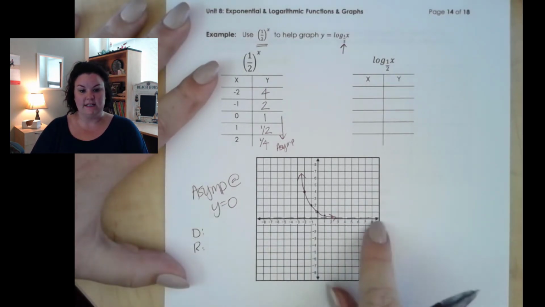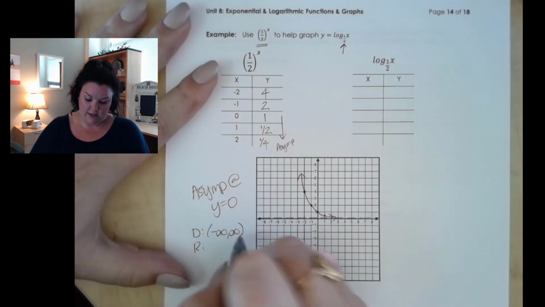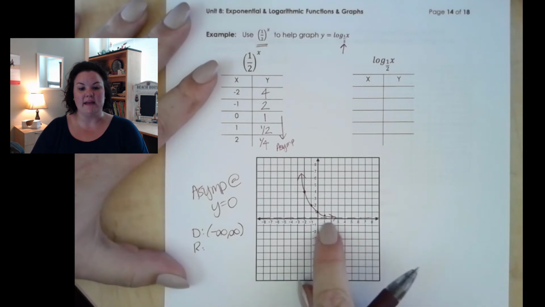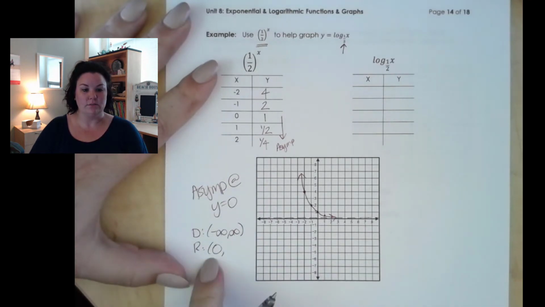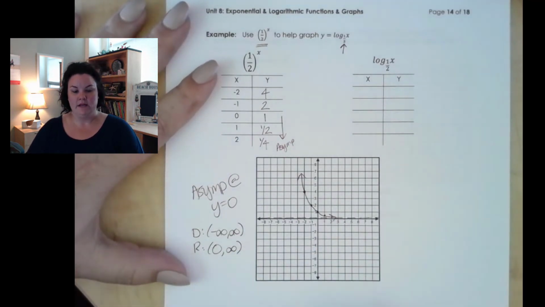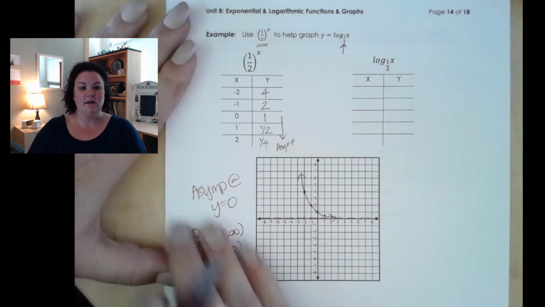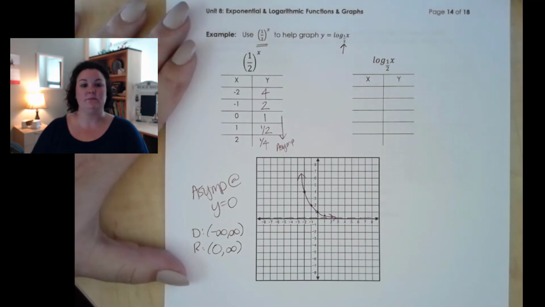Our domain, this is going to keep going left and right, so negative infinity to infinity. And our range, it gets stopped at this horizontal asymptote. It can't go any lower than 0. So our lowest is 0, but not included, so parenthesis, and then our highest is going to be infinity. Okay. So again, this is what we did when we talked about graphing exponentials, right, before we got into transformations.